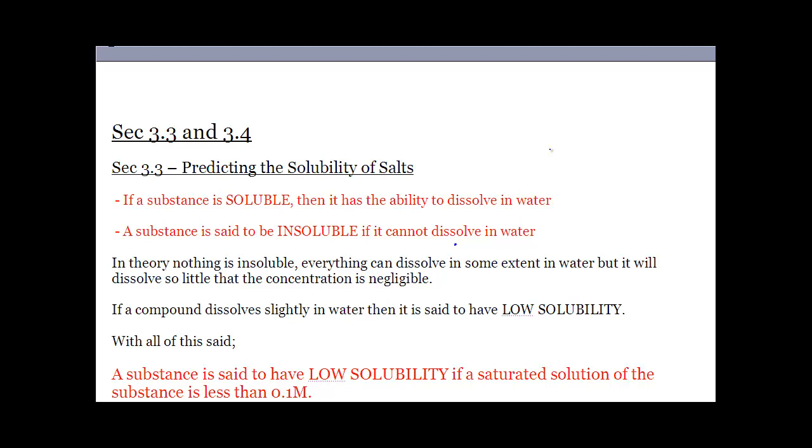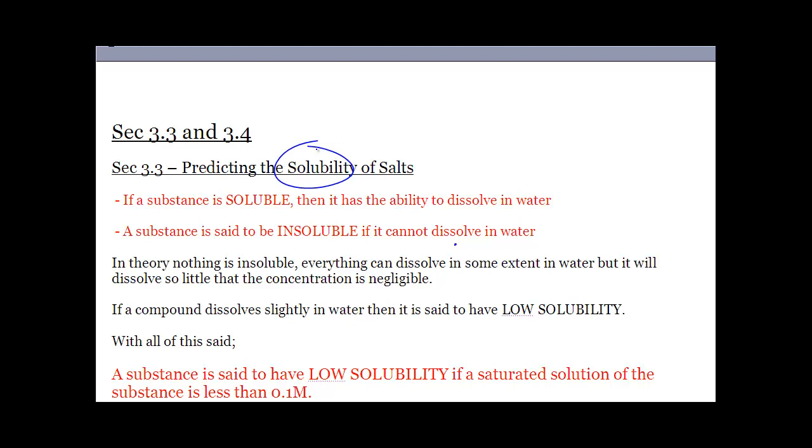Hello, ladies and gentlemen. We're going to talk about solubility. Chapter 3 is all about solubility. This is sort of our first official lesson on it. We're going to try to figure out why some things are soluble and why things are not. And some things can dissolve a lot. They have high solubility. And some things do not dissolve at all.